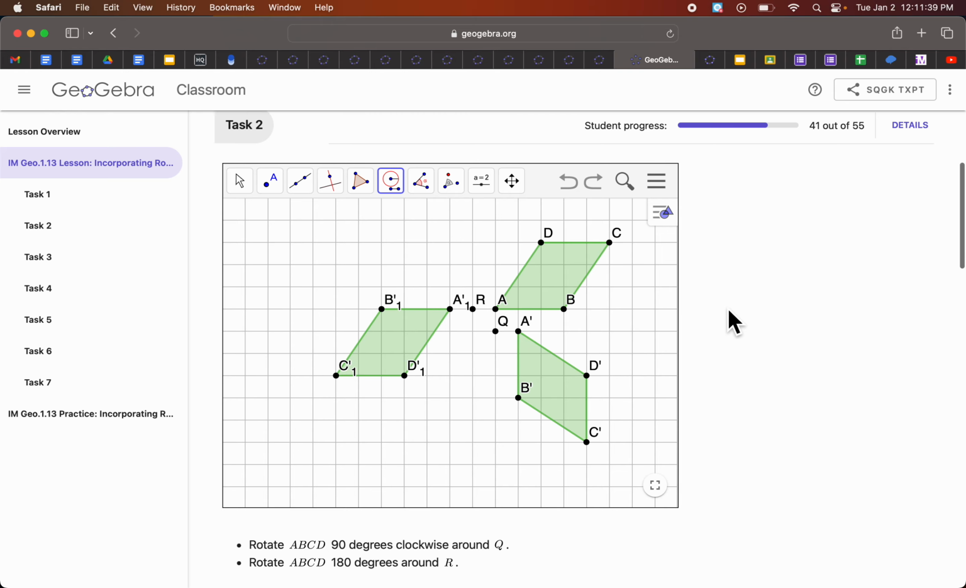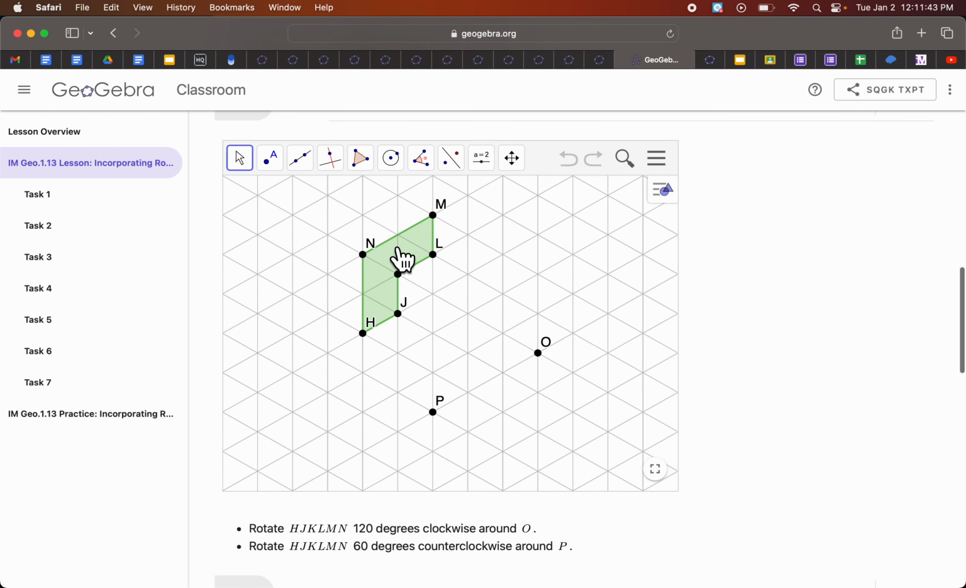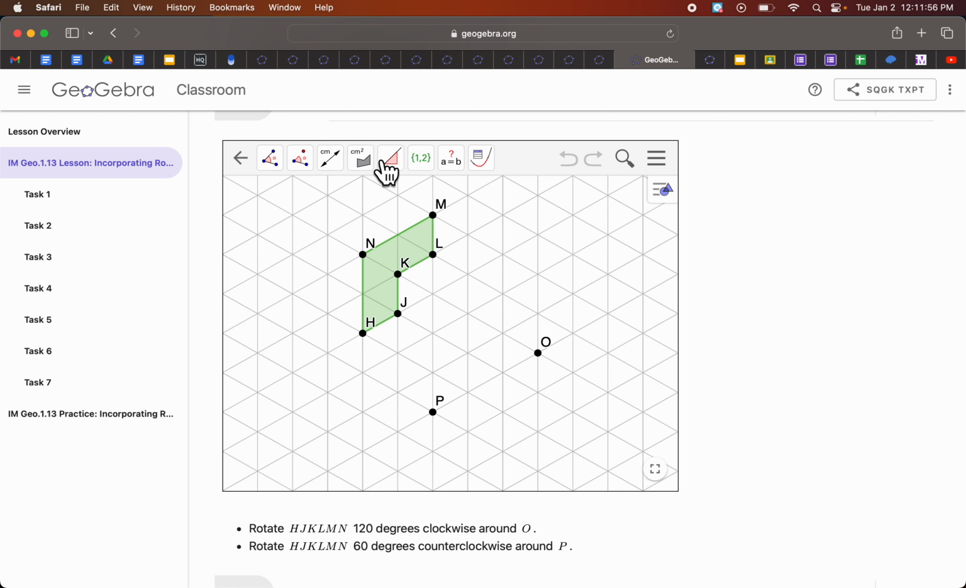All right, cool. Next, rotate this shape, HJKLMN, 120 degrees clockwise around O. All right, so there's O. I'm going to go 120 degrees clockwise. So again, this is not the tool I'm using. This is a measuring tool. This is the transformation menu. Here is the tool.